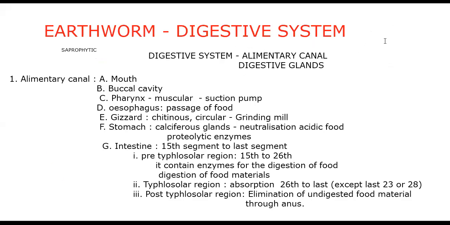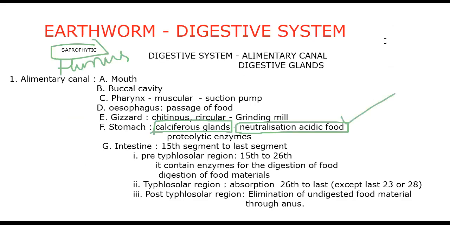Then next, the stomach. Stomach contains calciferous glands that neutralize the acidic food materials taken by the earthworm. Basically, it eats humus, the decaying organic plant substances of humus soil, which contains humic acid. That acidic food material which entered here should be neutralized by the calciferous glands. Along with that, it also contains proteolytic enzymes, which are helpful for the digestion of proteins.